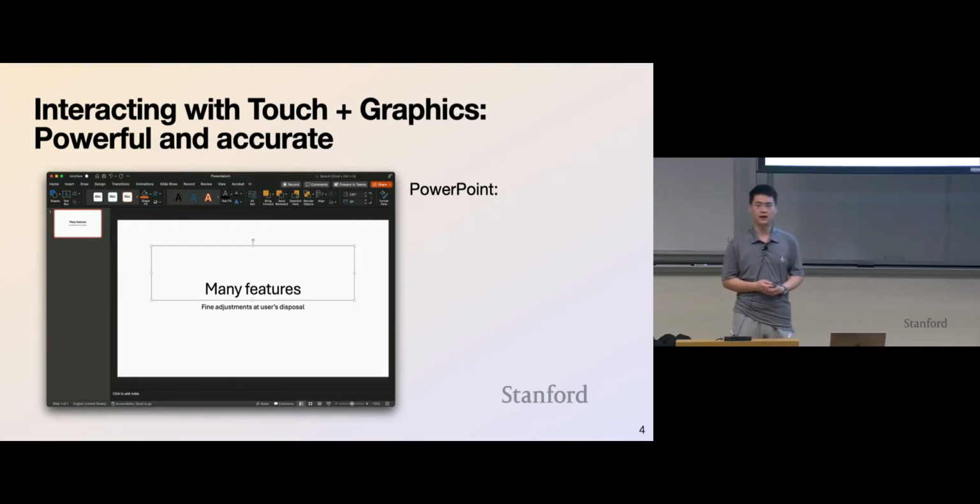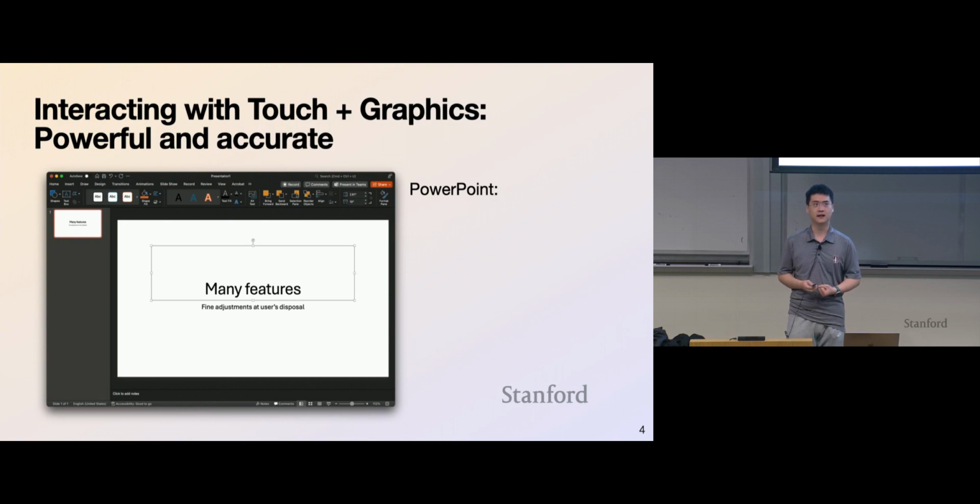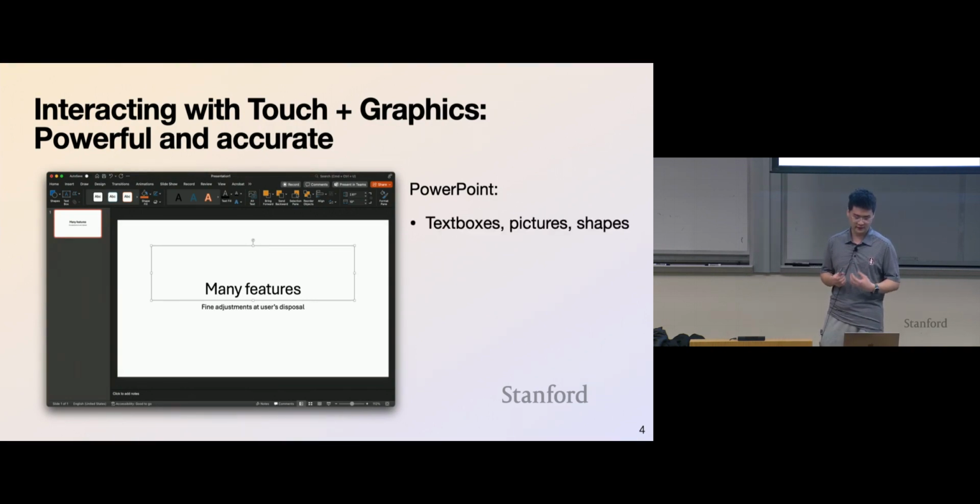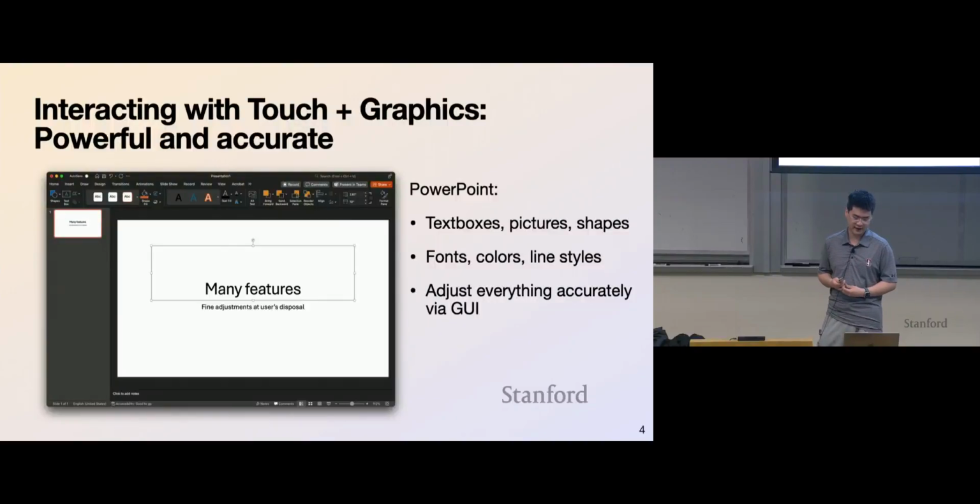Today we have great GUI interfaces. One example for making slides is PowerPoint. In PowerPoint, you can have very accurate and powerful interactions. You have all of these different objects: text boxes, pictures, and shapes. And you have fonts, colors, and line styles. And you can adjust everything accurately via graphical user interfaces by just clicking on it.